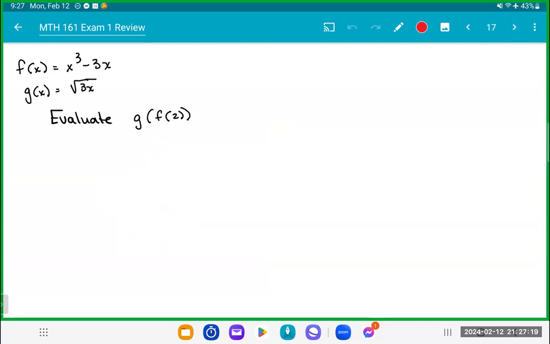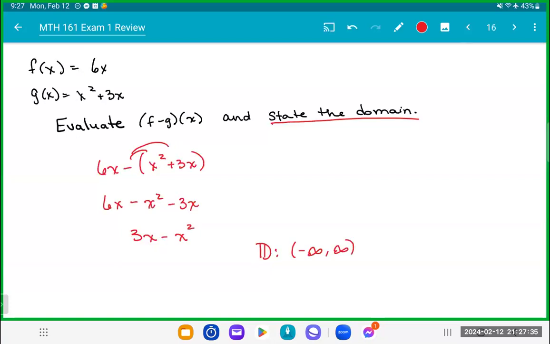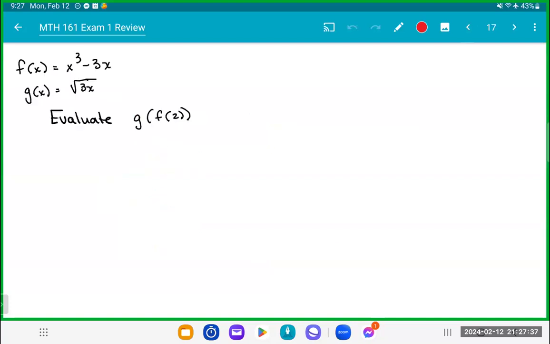So this one is, we have our g of f of 2. So we want to evaluate our function. First, we want to determine what is f of 2. F of 2 is 2 cubed minus 3 times 2. So that is 8 minus 6, which is 2.